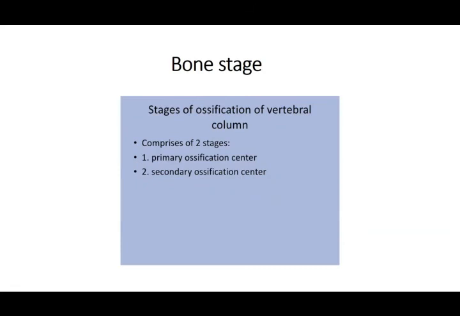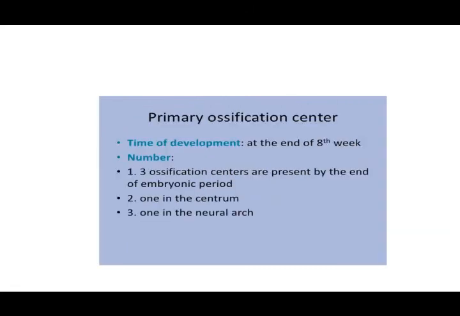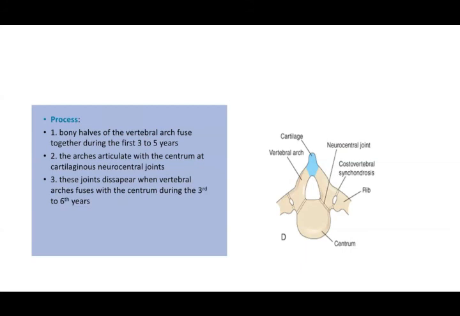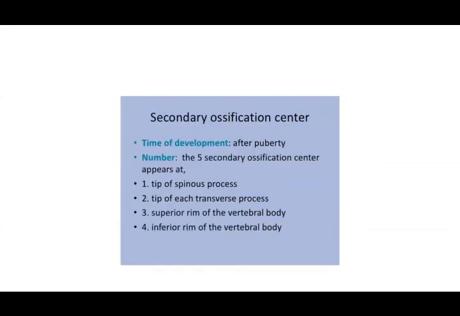There are two ossification centers, primary and secondary. The primary ossification centers are in the body and the arch, and roughly by the third to sixth year they are fused together. Then you have the secondary ossification centers. You have five: the spinous process, two at the transverse processes, above the body and below the body.